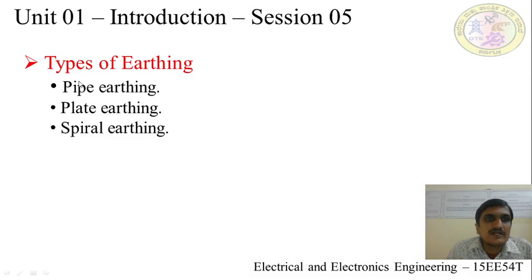The main types of earthing are pipe earthing, plate earthing, and spiral earthing. Nowadays we are using only pipe and plate earthing. Even spiral is outdated. Pipe earthing is used for domestic applications and plate earthing is used for electrical equipment earthing and in substations. Spiral earthing, in earlier days, was used for earthing of electric poles.